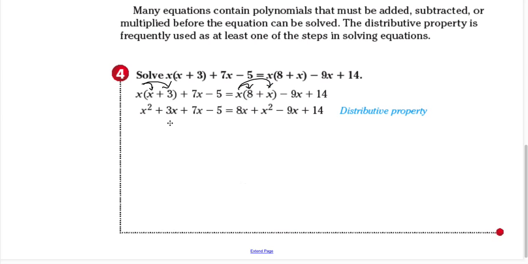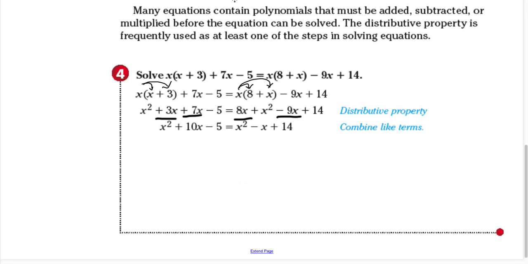Using that, you end up with x squared plus 3x plus 7x minus 5 on one side, and x squared plus 8x minus 9x plus 14 on the other. Add the like terms. Remember, we need to simplify both expressions first. That's a like term, that's a like term, and this is a like term. So you end up with x squared plus 10x minus 5 equals x squared minus x plus 14, combining like terms.